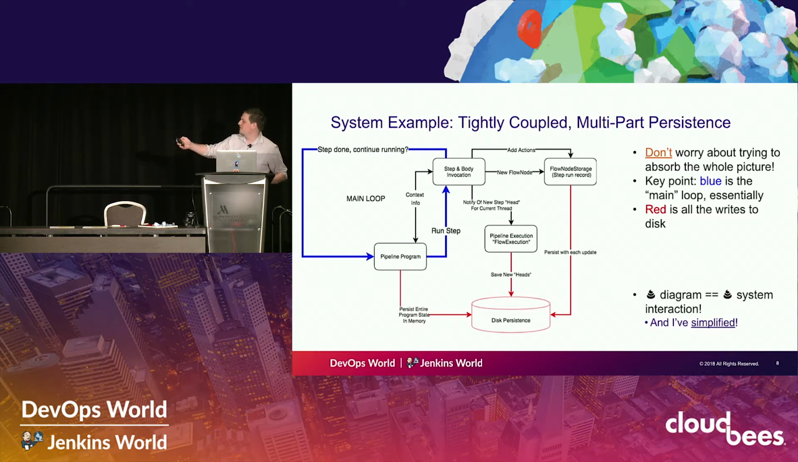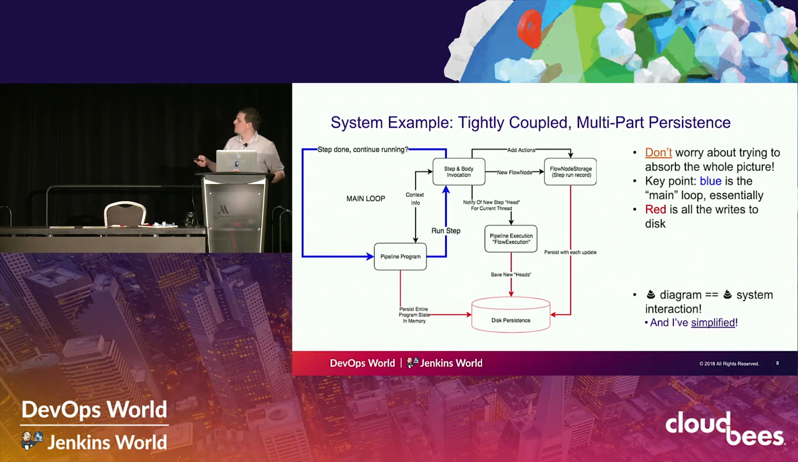The key thing to know is that here you've got the main loop in blue. This is the tight loop that does all of the stuff you care about, running steps. This is all the other stuff that's associated with it and runs with cycles of that loop. Everything in red here is writing to disk, so there's a lot of persistence here.